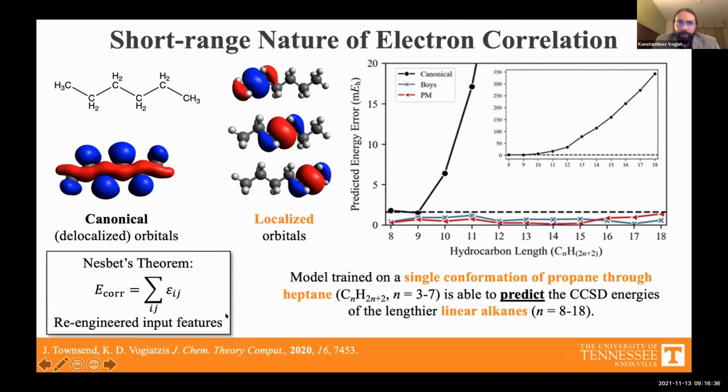We play a little bit with the input features, and we train models by using small linear alkanes from propane till heptane. And as you can see here, without the localization scheme, we cannot achieve transferability to larger linear alkanes. But on the contrary, this is achieved with it, within a limit of 1 kcal per mole that we are showing here for larger alkanes from 8 till 18 carbon chains.